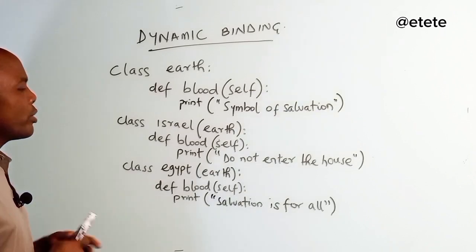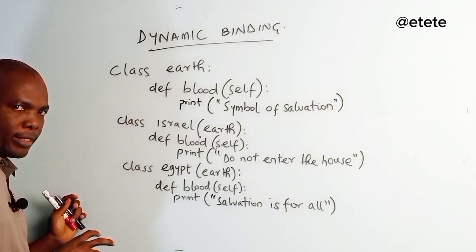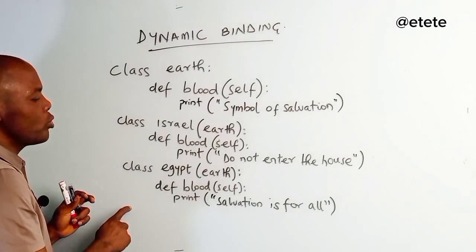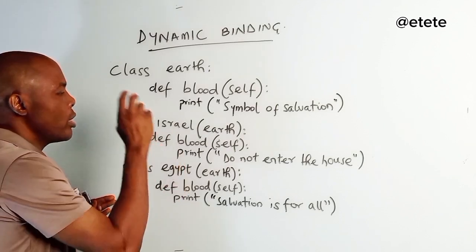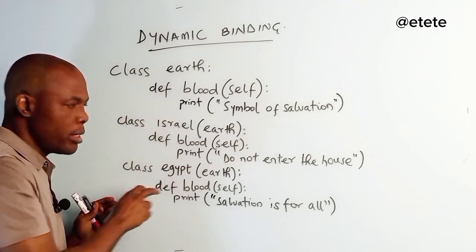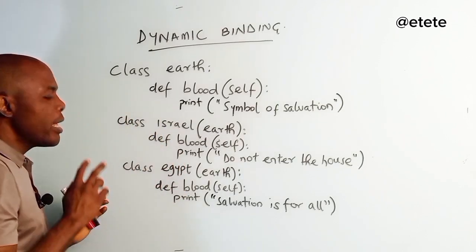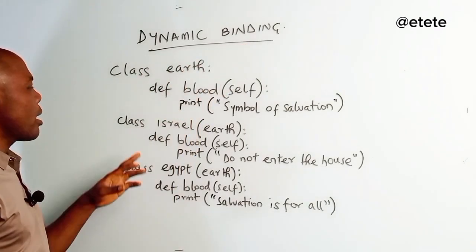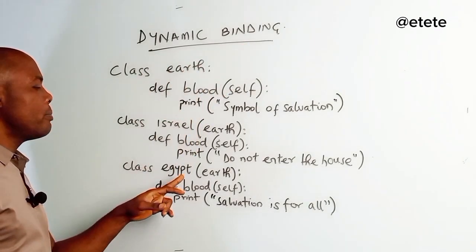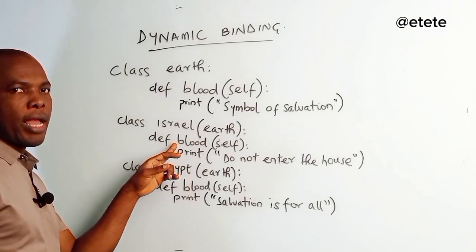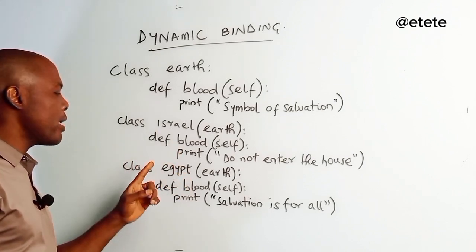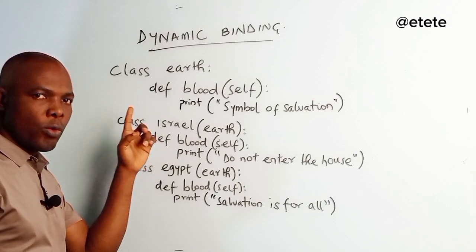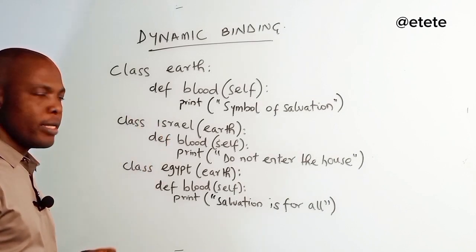Now, we are going to instantiate these classes, right? And then we are going to call the method blood. Now, dynamic binding: which of the blood methods will be called will be determined by which of the classes was instantiated, right?